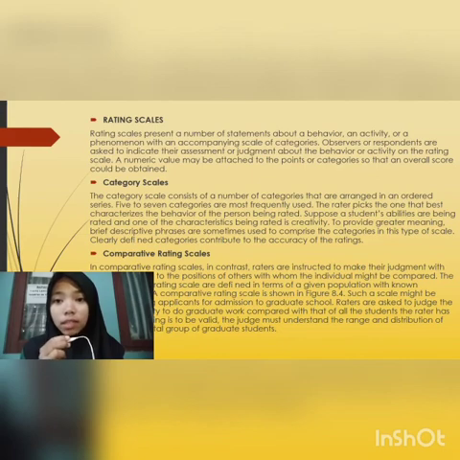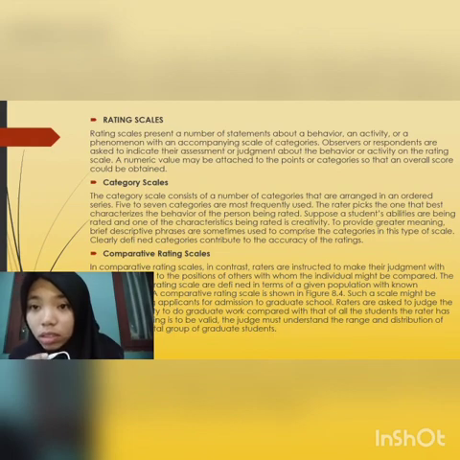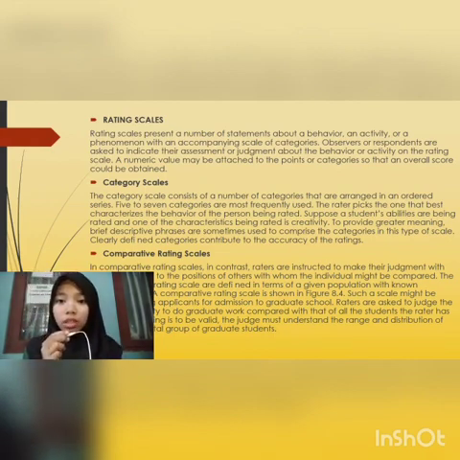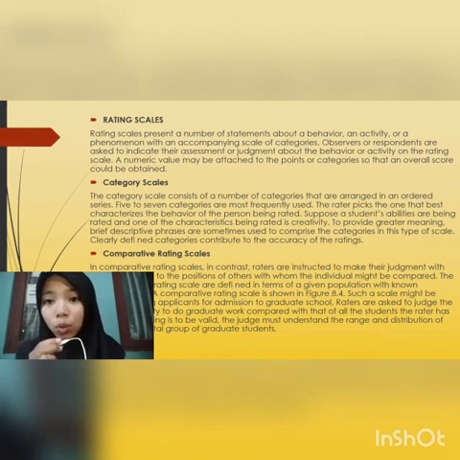In comparative rating scales, in contrast, raters are instructed to make their judgment with direct reference to the positions of others with whom the individual might be compared. The positions on the rating scale are defined in terms of a given population with known characteristics, and a comparative rating scale is shown in figure 8.4. Such a scale might be used in selecting applicants for admission to graduate school.